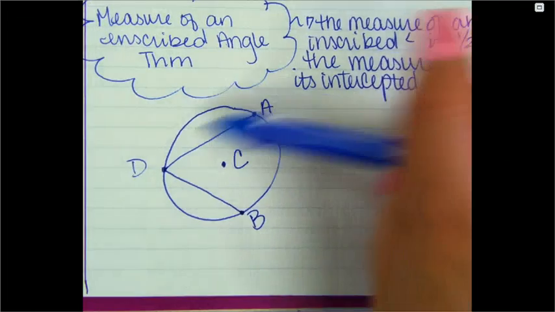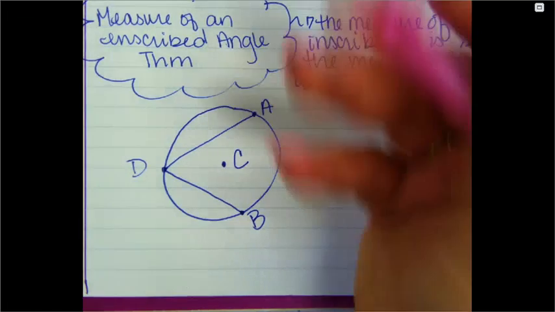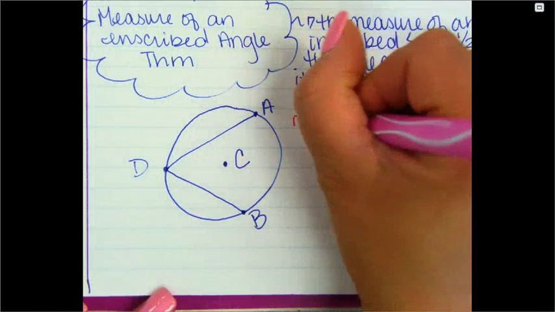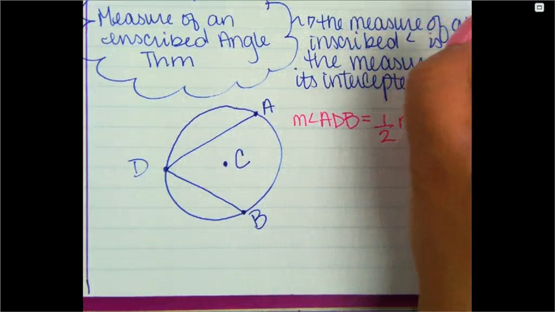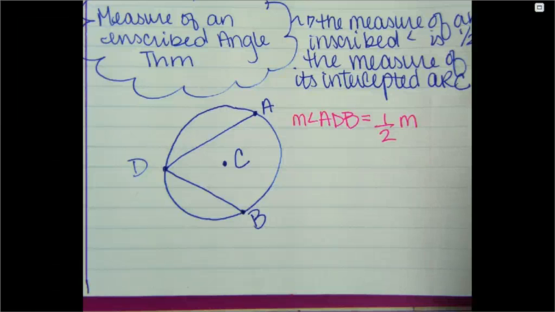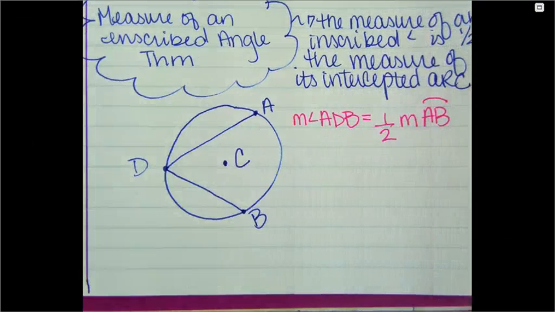Here's angle ADB. Do you see the angle? We have angle ADB. So we're going to say that the measure of angle ADB equals half the measure of, what's the name of the arc? AB. Okay? So the angle is equal to half the arc.